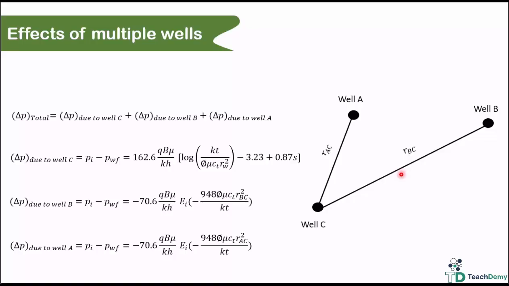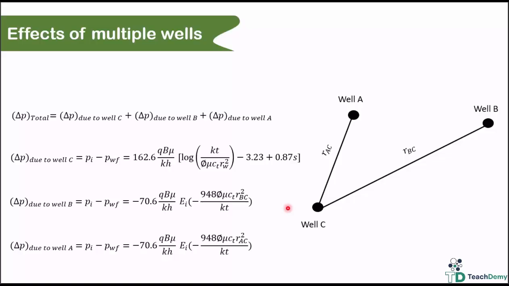A very important point in this calculation is the damage zone or skin factor. In our example, the skin of well C must be included in the equation, which is why we added 0.87 times the skin to the delta pressure of well C. The skin of wells B and A is not included here because their damage zones do not cover well C. If, however, the damage zone of well B and A is large enough to affect well C, the skin factor must also be included in the equations.